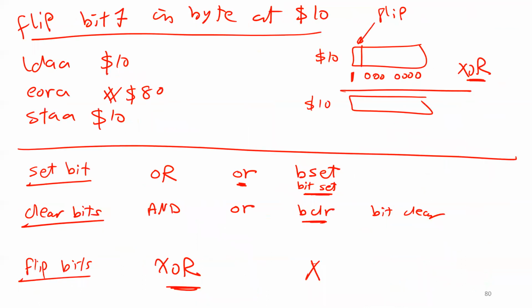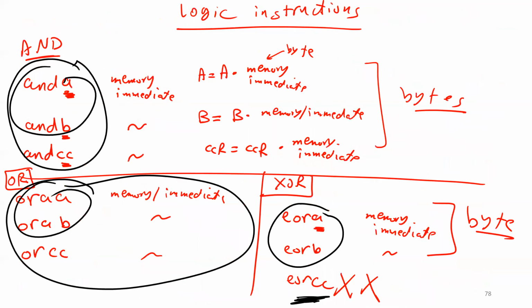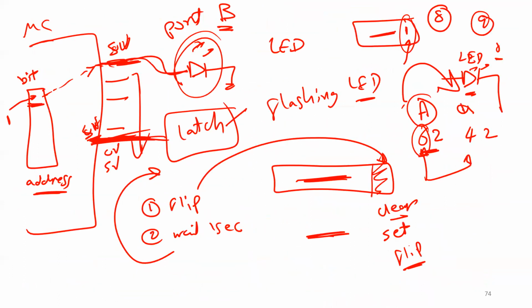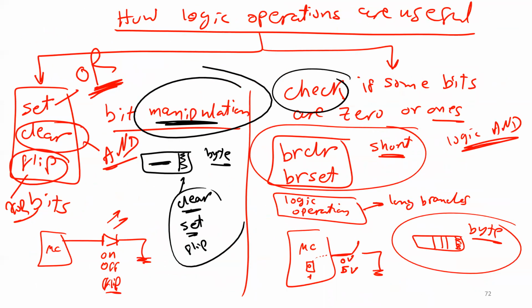Okay. Now let's go to the third thing. I told you before, bit manipulation means 3 things. Bit manipulation means: how can you set bits, how can you clear bits, how can you flip bits? So now I'm going to go to flip bits. Okay.